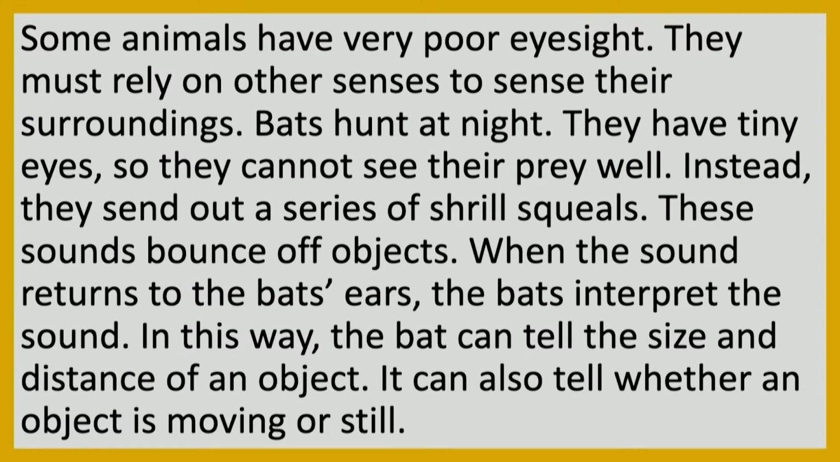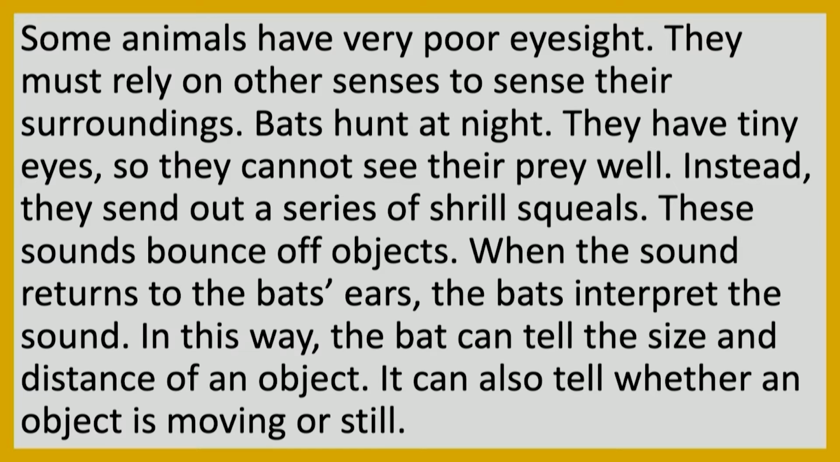Some animals have poor eyesight. They must rely on other senses to sense their surroundings. Bats hunt at night. They have tiny eyes, so they cannot see their prey well. Instead, they send out a series of shrill squeals. These sounds bounce off objects. When the sound returns to the bat's ears, the bats interpret the sound, or figure it out. In this way, the bat can tell the size and distance of an object. It can also tell whether an object is moving or still.